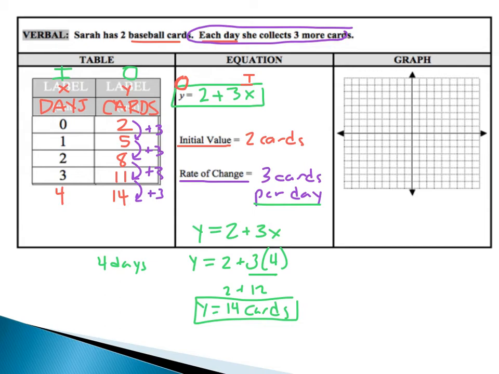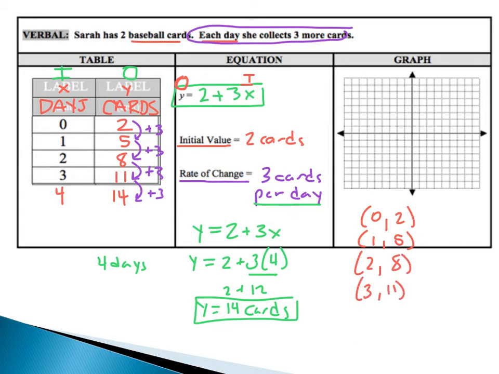Okay, then the last thing is what I want you to be able to do is take these values and graph them. Now, if you look at this table, each of these represents a point of x and y. So you have 0 for x, 2 for y. So each of these represents points. I'm going to write the points down here. So my first point is 0, 2. 0 days, 2 cards. 1 day, 5 cards. 2 days, 8 cards. 3 days, 11 cards.